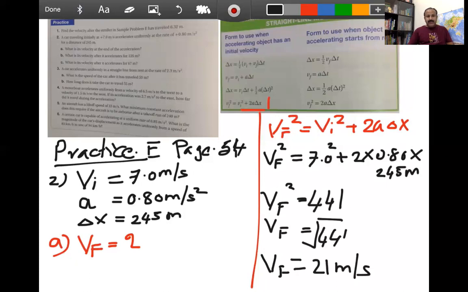And in part B, they are asking what is the velocity after it accelerates for 125 meters. So you are using the same method. The only difference is delta x: instead of 245, you are going to use delta x as 125. I will just do B. C you can do, this is the same as part A.